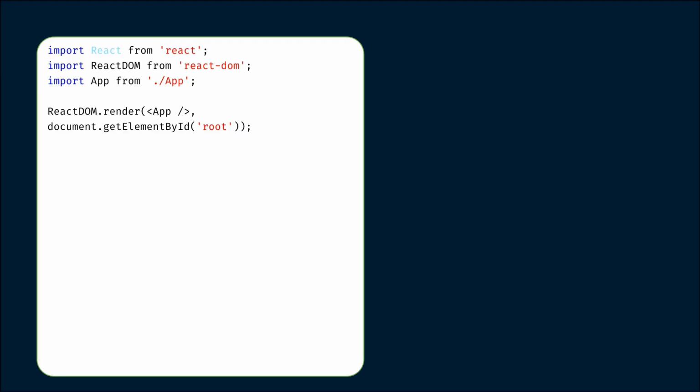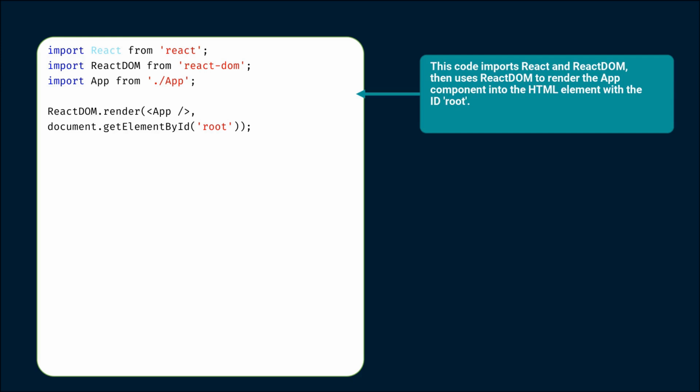Now we will implement the entry point of our application. To do this, we import React and React-DOM, which are essential for rendering our components. The app component acts as the central hub for our single-page application, encapsulating all the functionality we've built. We then utilize React-DOM render to mount the app component onto a specific element in our HTML file, identified by the root ID. This process essentially connects our React application to the DOM, allowing it to be displayed in the browser.